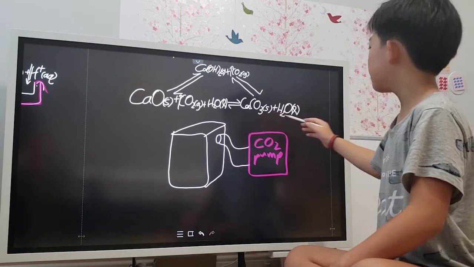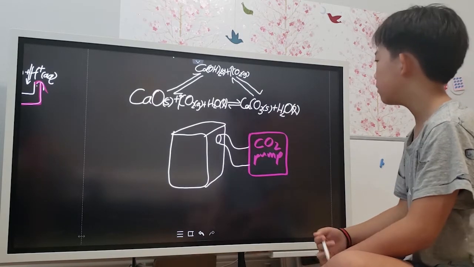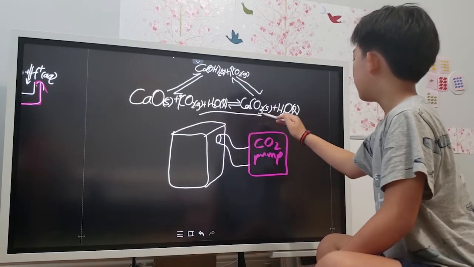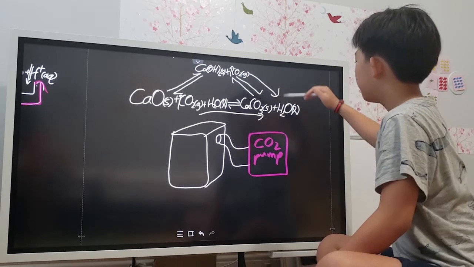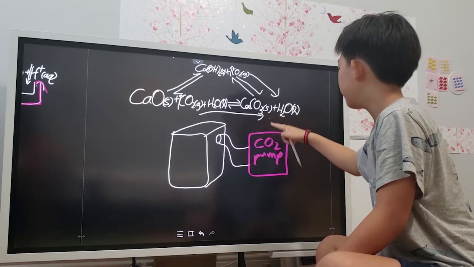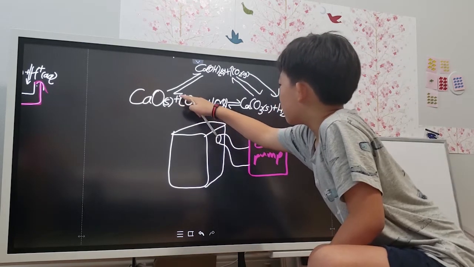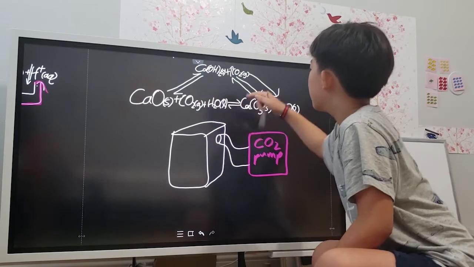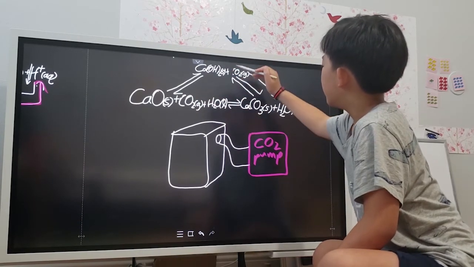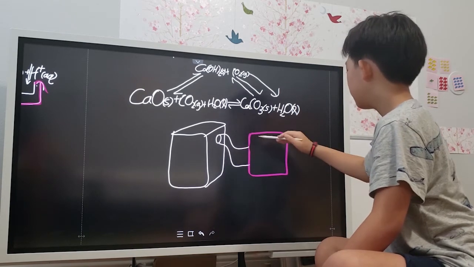Because the calcium carbonate side is the only one not involving CO2, it's going to shift towards the calcium carbonate and water, until it's back to equilibrium. But what if I just got rid of the carbon dioxide pump and then put in something else? Say, a vacuum cleaner.